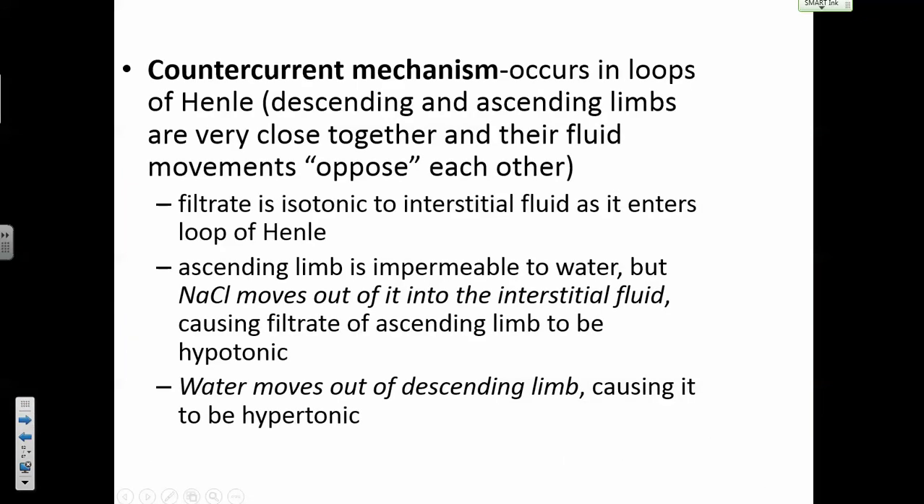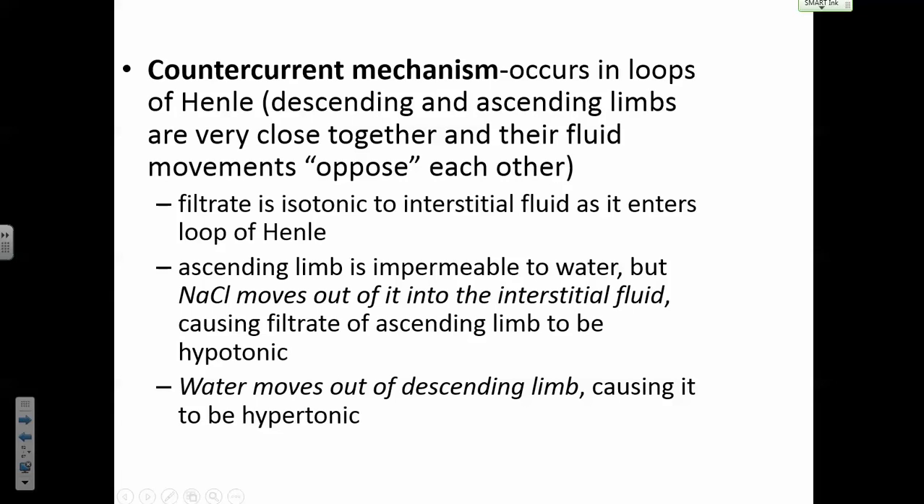Okay, now we're going to look at this thing called countercurrent. And that occurs in the loop of Henle. Remember, you have a descending limb, and then you have the little turn, and then the ascending limb. The descending and ascending limbs are super close together, like a little hairpin, a little bobby pin. Super close together. What happens on one side, because they're so close together, is going to affect the other side.